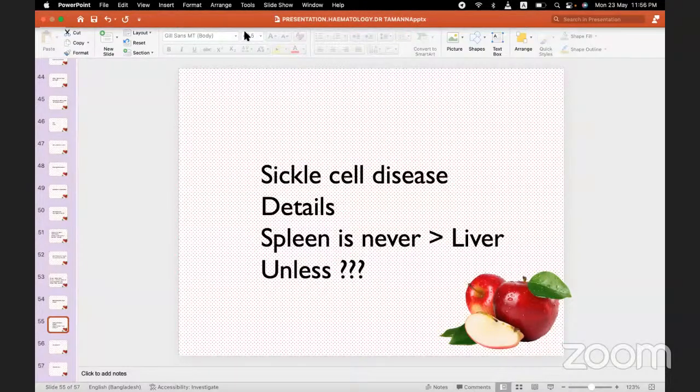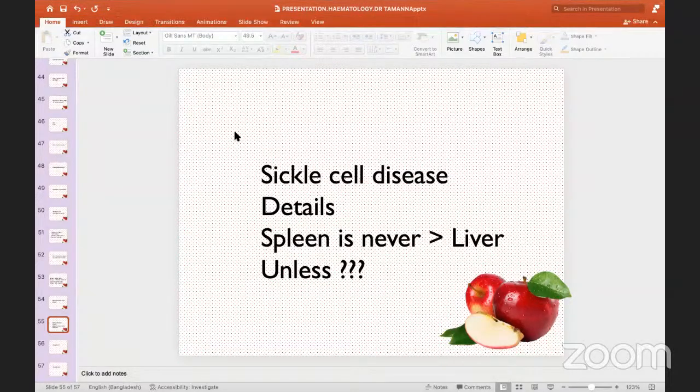Spleen is never enlarged more than the liver. Unless, what do you mean by that? In which sickle cell will there be spleen enlarged? Where sequestration has occurred. But usually the spleen is destroyed by the sickle shaped cell. This is called autosplenectomy.